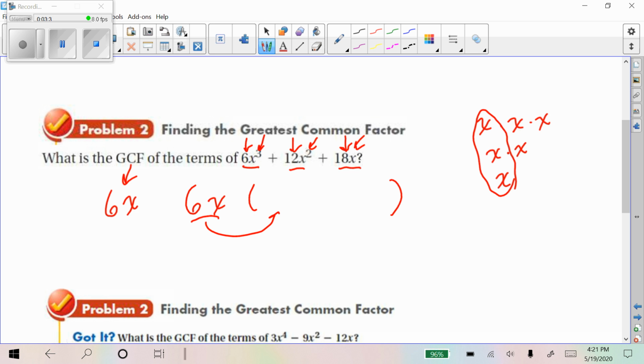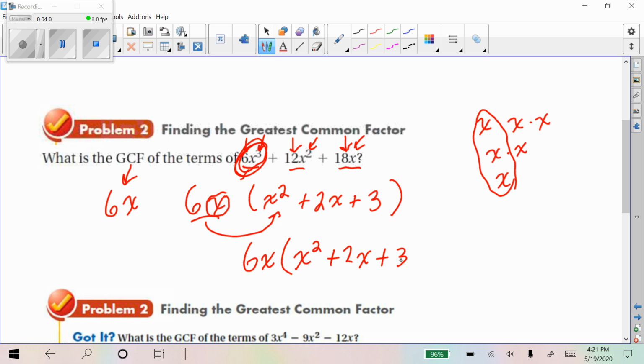6x times what makes 6x to the third, this first term? And it seems like the only thing we're missing are two factors of x. So I'm going to put that there. Now 6 times 2 is 12. And then to get x to the second, since we only have x to the first here, we're going to need one more factor of x. And then 6x times 3 is 18x. So let me rewrite that since I have a bunch of scribbles on that. We have 6x times the quantity, x squared plus 2x plus 3.